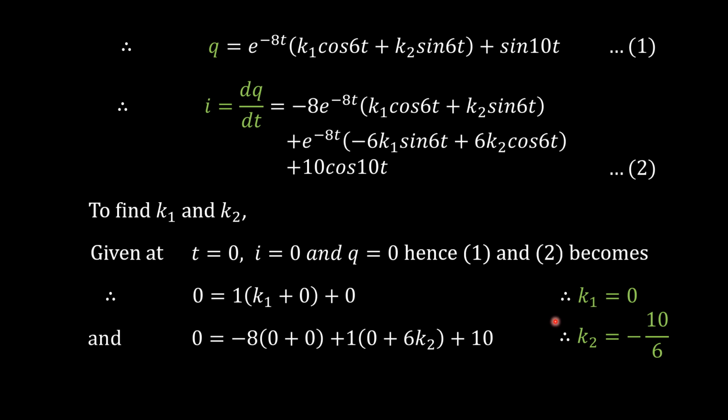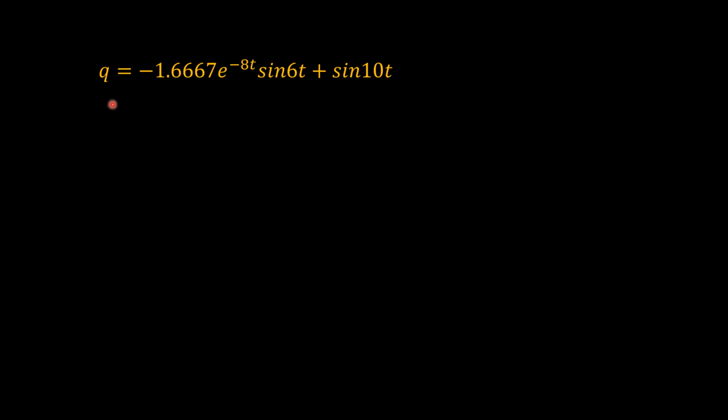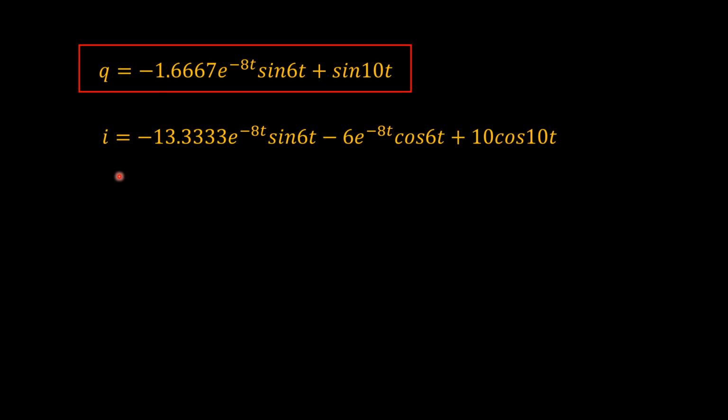Now replace these values of k1 and k2 in 1 and 2. That will give us the particular solution, which is therefore q equal to minus 10 by 6, which is 1.667, e raised to minus 8t sin of 6t plus sin of 10t. This one is the charge at any time t in the given circuit. Similarly, the current I is equal to minus 13.3333 e raised to minus 8t sin 6t minus 6 into e raised to minus 8t cos of 6t plus 10 into cos of 10t.